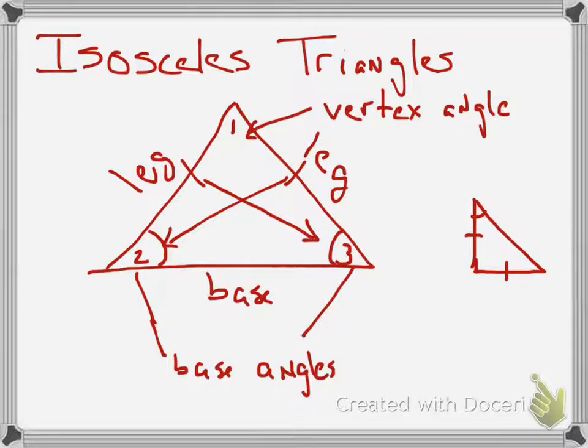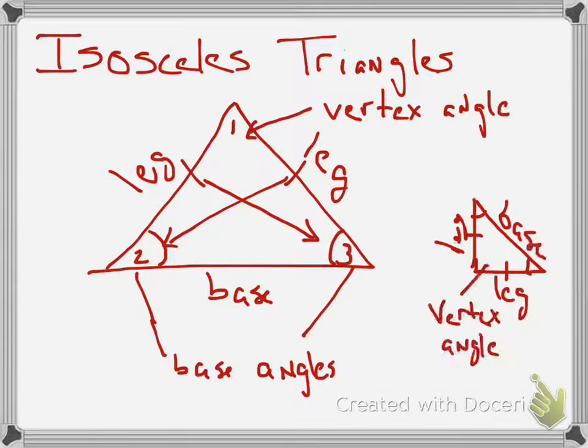Now it doesn't matter how the triangle is situated, okay? Because look, here I've got this one drawn like this, and here's another type of triangle. The legs again are the ones that are congruent, and the base is that other one that's slanted. The vertex angle would be the one between the two legs, the included angle of the two legs. You could say it like that. And the two angles at the ends of the base would be the base angles.